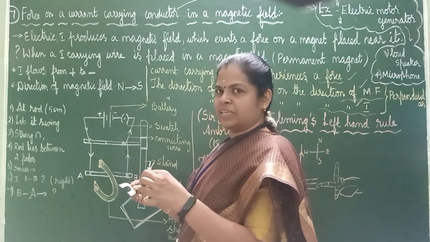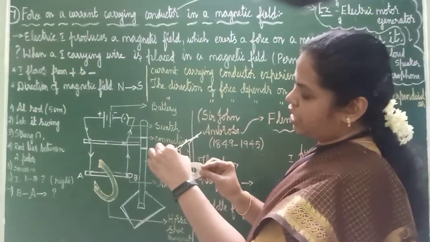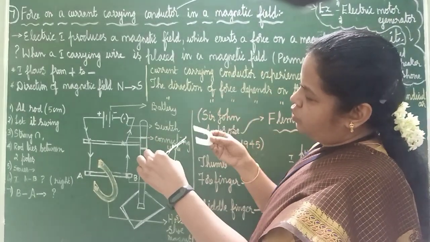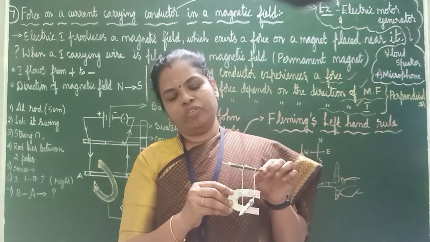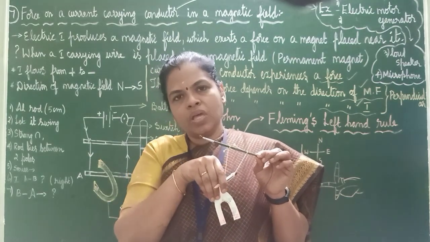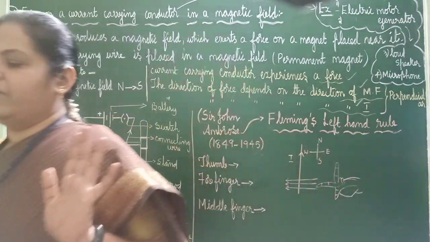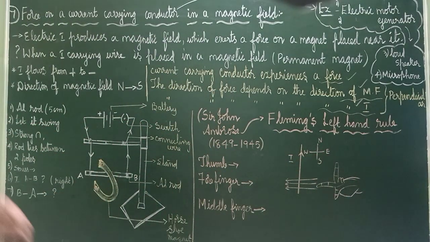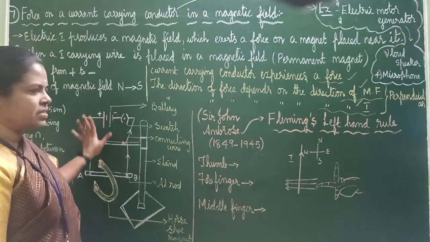So we will change the direction and see. Instead of north pole down, I will reverse it: south pole down and north pole up. If you keep it like this, instead of moving towards the magnet, it will move away from the magnet. So something is happening there, we have understood. Now we will see what is happening there. So this diagram is very clear, I think, how it is connected.